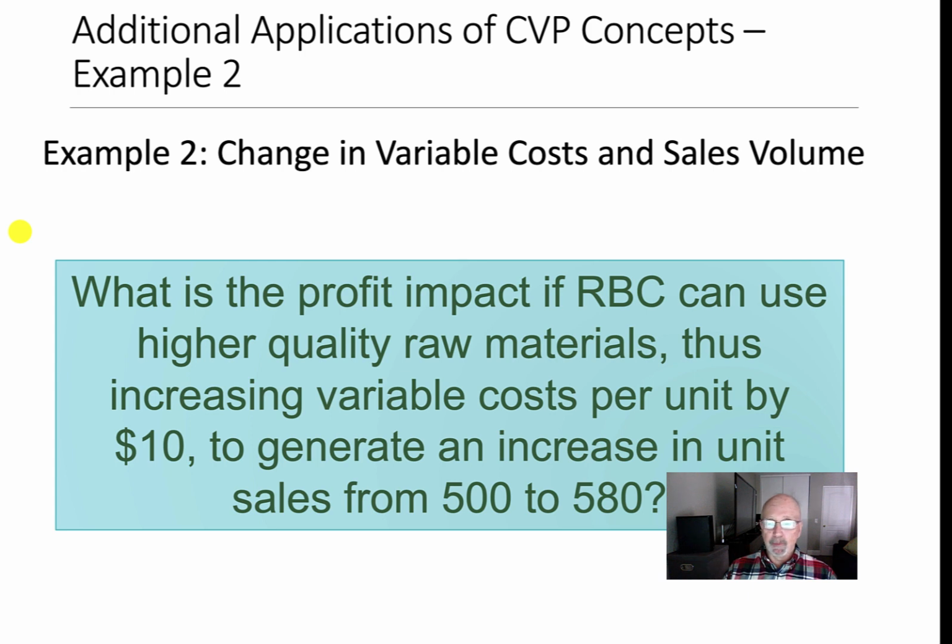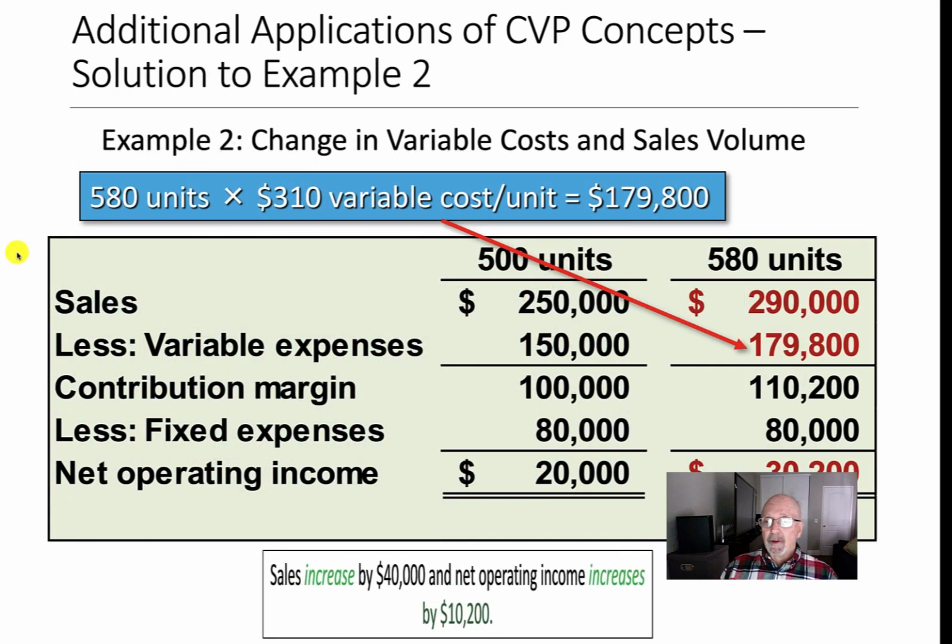What is the profit impact if RBC can use higher quality raw materials, thus increasing variable costs per unit by 10 bucks to generate an increase in unit sales from 500 to 580? Now this is a little different, isn't it? Because we're not increasing fixed costs, we're increasing variable cost by 10 bucks.